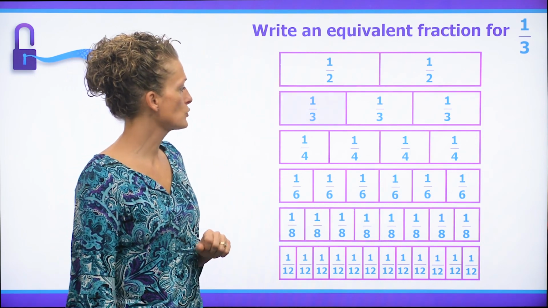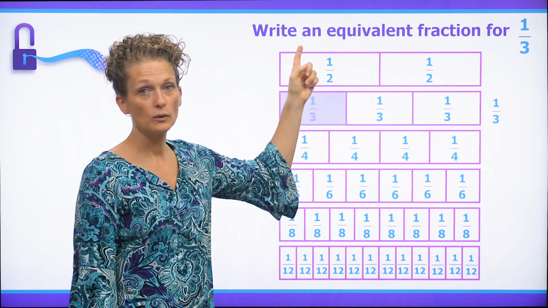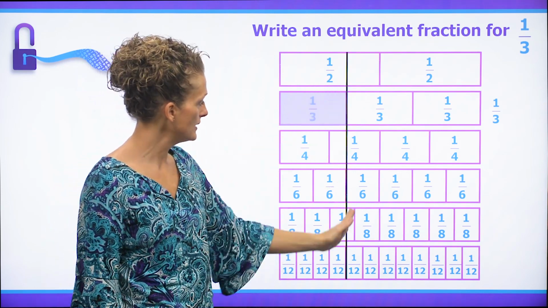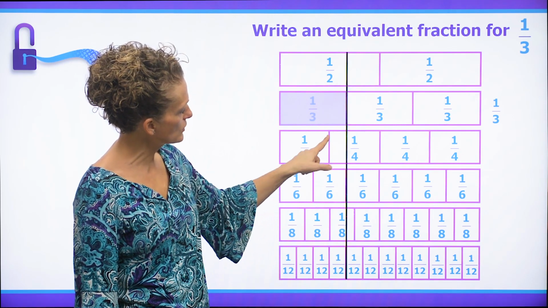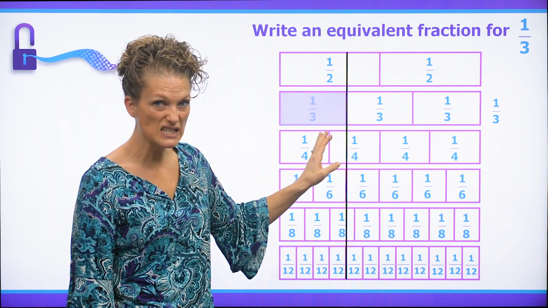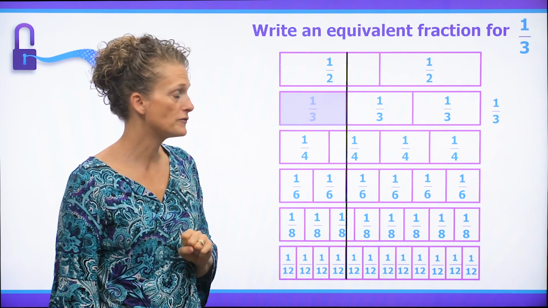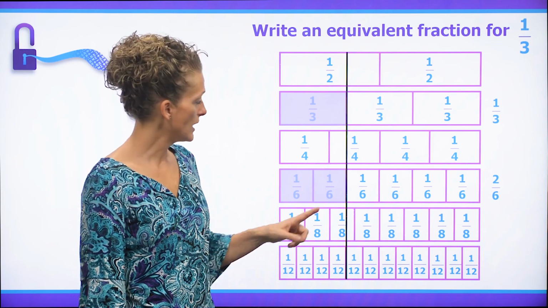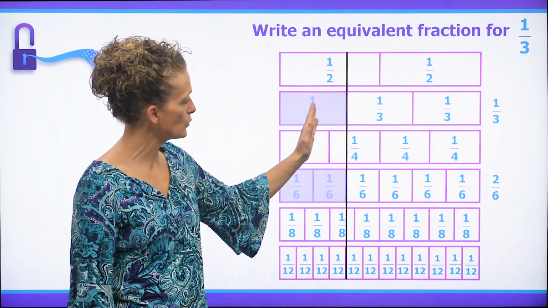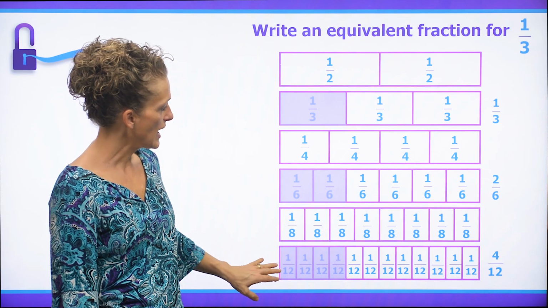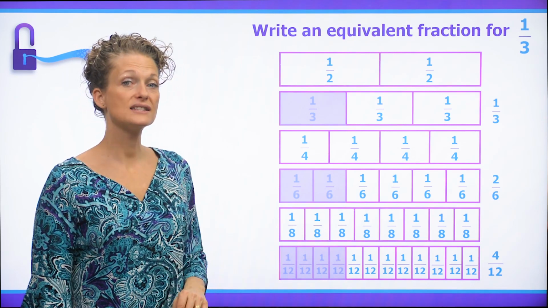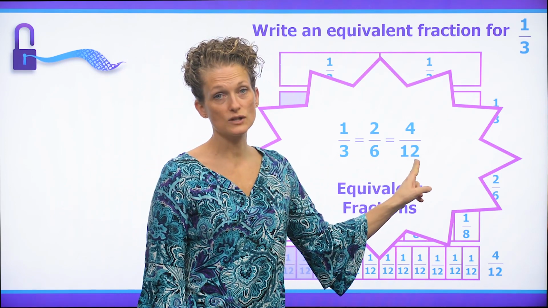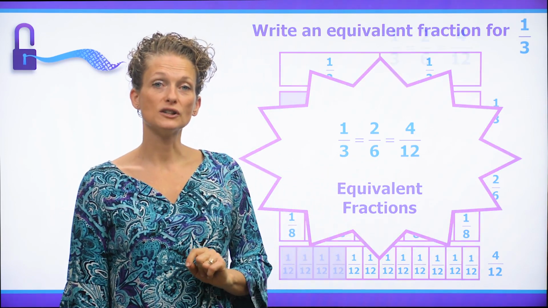Write an equivalent fraction for 1/3. So we're going to shade in 1/3. We're going to draw a line and see what other fraction strips will line up with this line. And you can see here, this 1/4 goes through that piece, and so that's why it's not part of our equivalent fraction. But we can see here that 2/6 lines up. This is the same amount of space as 1/3. And down here at 4/12, it also has the same amount of space that is shaded. So 1/3 equals 2/6 equals 4/12. These are all equivalent fractions.